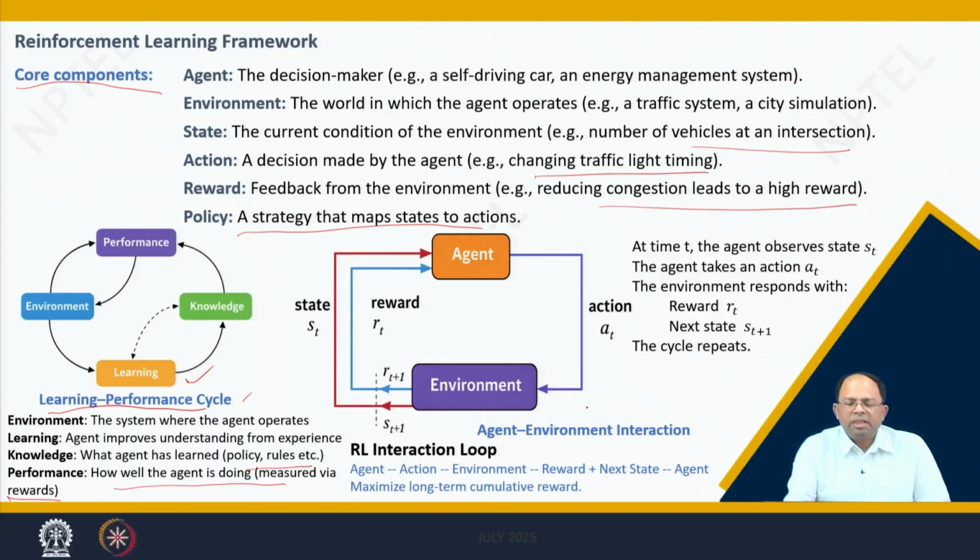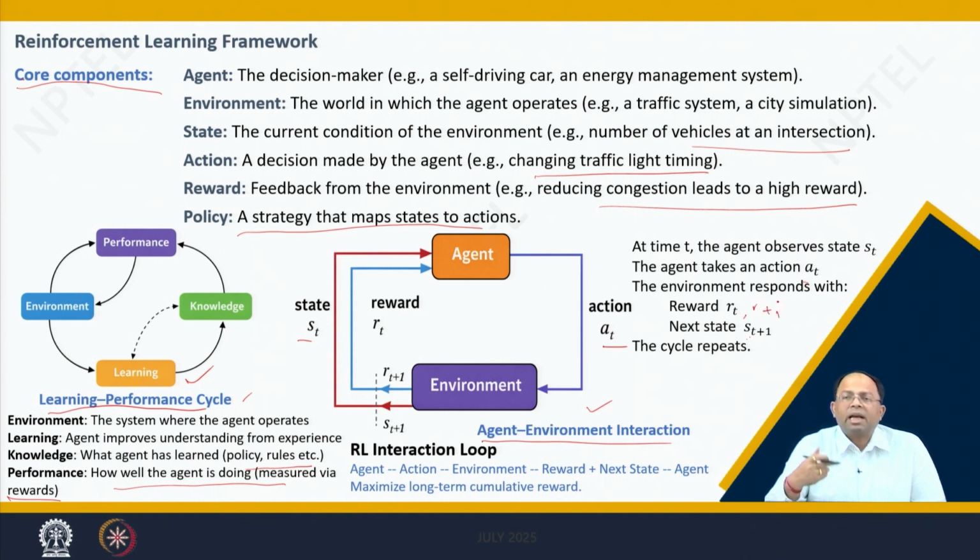So the next image is a more relevant one, where we are breaking down the entire process. This is actually showing the agent environment interaction. So over here you see that at time t, the agent observes state st. That is, that particular environment is in a state of st, and the agent is part of that environment, observing that particular state of the environment. And then the agent takes an action at over here, and the environment responds with a reward rt, or you can say rt plus 1.